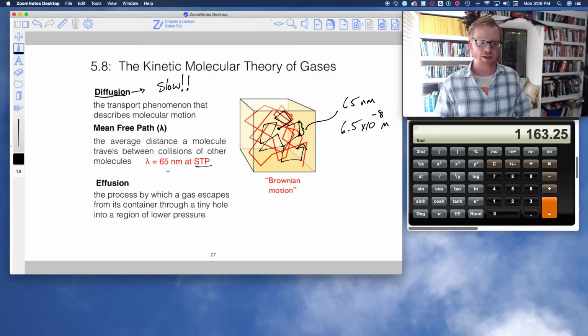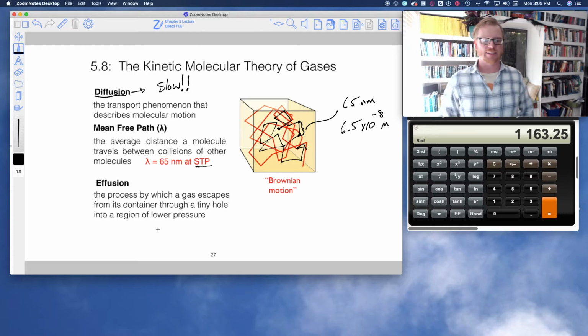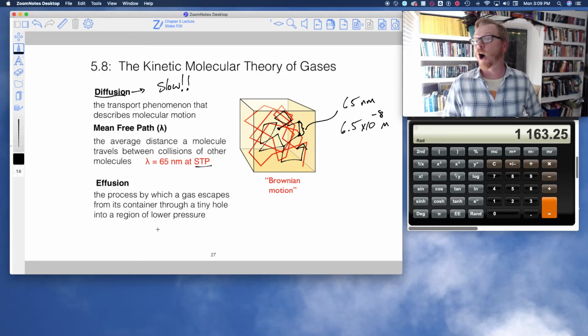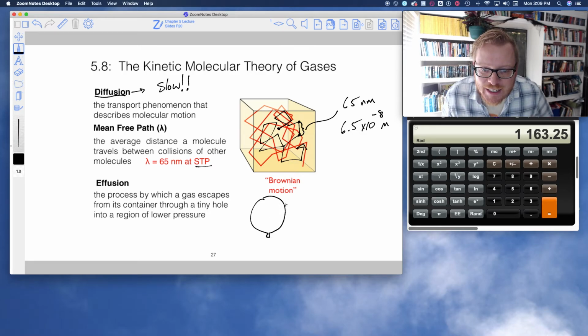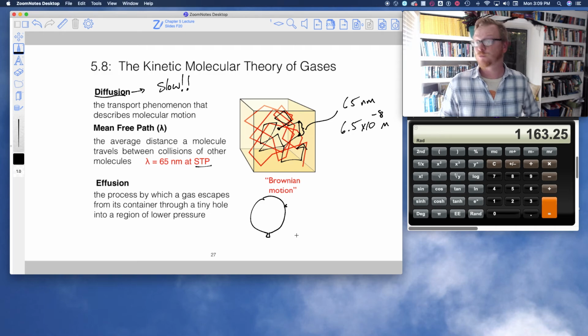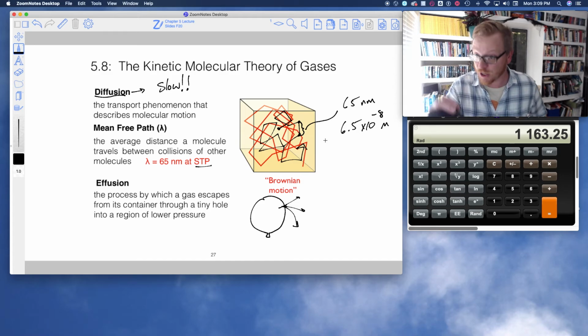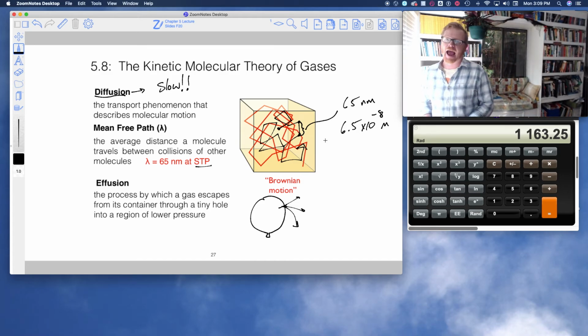even though the molecules themselves are moving very fast. And effusion is the process by which a gas escapes from its container through a tiny hole into a region of lower pressure. So for example, if I had, once again, a balloon, and this balloon has a teeny, tiny little hole, we pop it. The molecules effusing out of this hole are also going to have this kind of crazy, chaotic pattern.